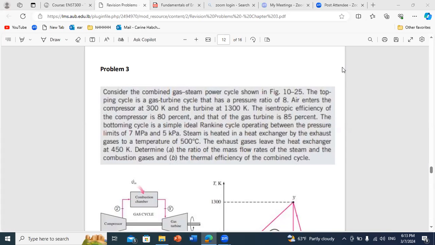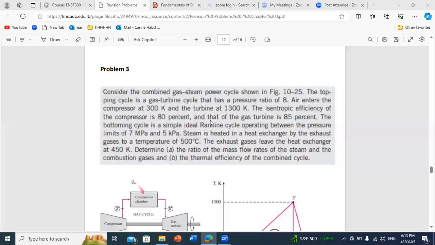So let us consider the combined gas-steam power cycle shown in the figure below. The topping cycle is a gas turbine cycle that has a pressure ratio of 8. In this cycle, air enters the compressor at 300 Kelvin and the turbine at 1300 Kelvin. The isentropic efficiency of the compressor is 80% and the gas turbine is 85%.